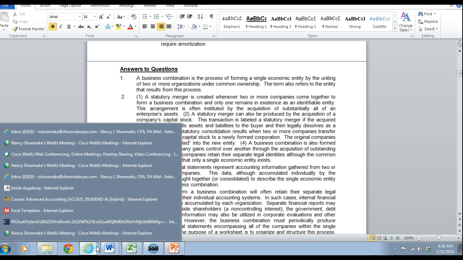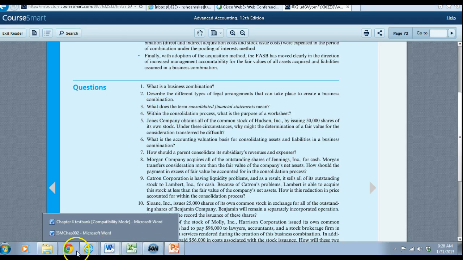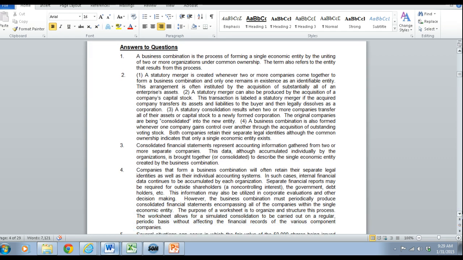Describe the difference between legal arrangements. What does the term consolidated financial statements mean? Consolidated financial statements, and this is what we're really focusing on. They represent accounting information gathered from two or more separate companies. Although this information might be accumulated individually, it gets brought together to describe a single economic entity created by the business combination. So even though companies can be still operating and keeping separate sets of books, for the public, we need to show it as one company.